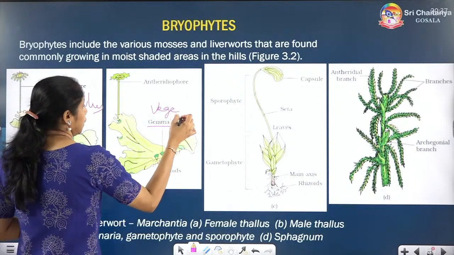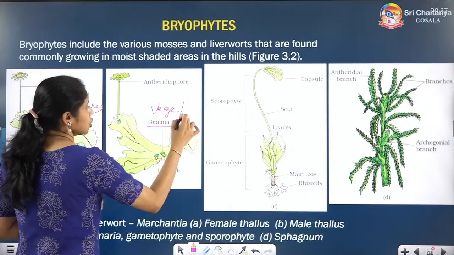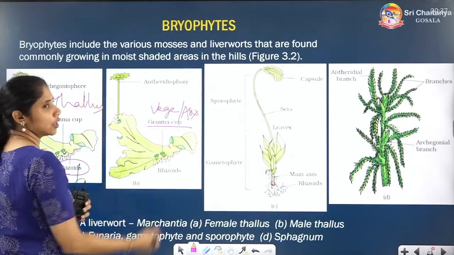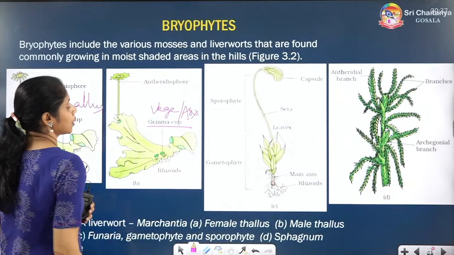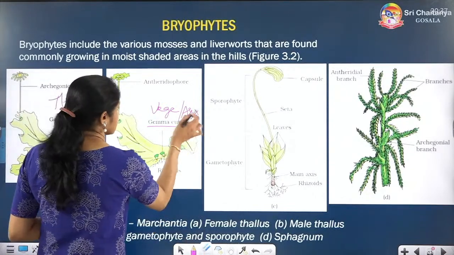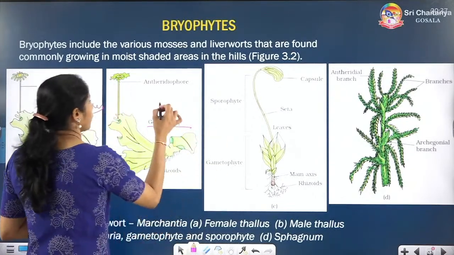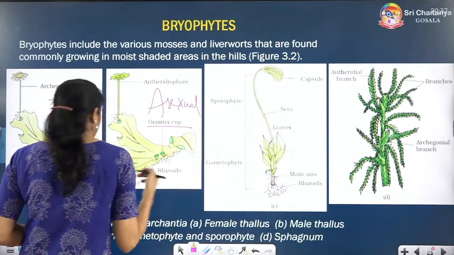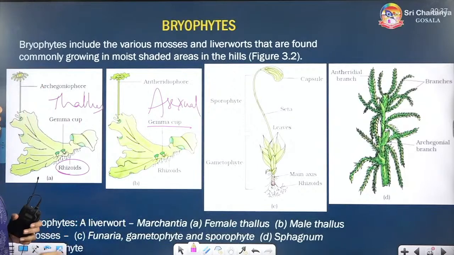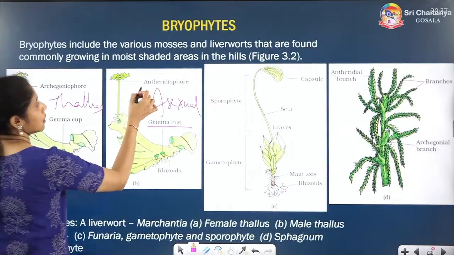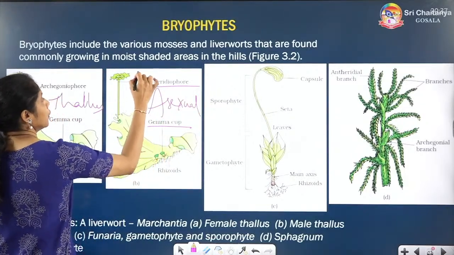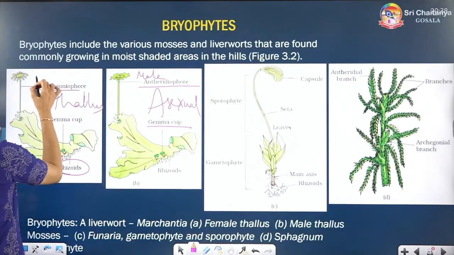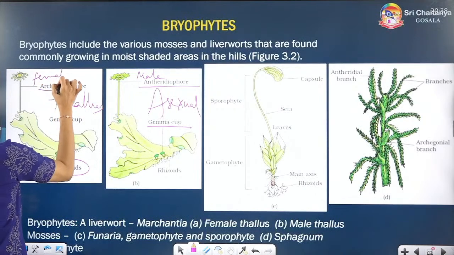Or we can say asexual reproduction is done by the gemmae. They will go for fragmentation, vegetative reproduction, and asexual reproduction is also done there. They are the asexual reproduction structures. So thallus, then some antheridiophore. Antheridiophore means male part, antheridium will be there. Archegoniophore means female part, archegonia are present.